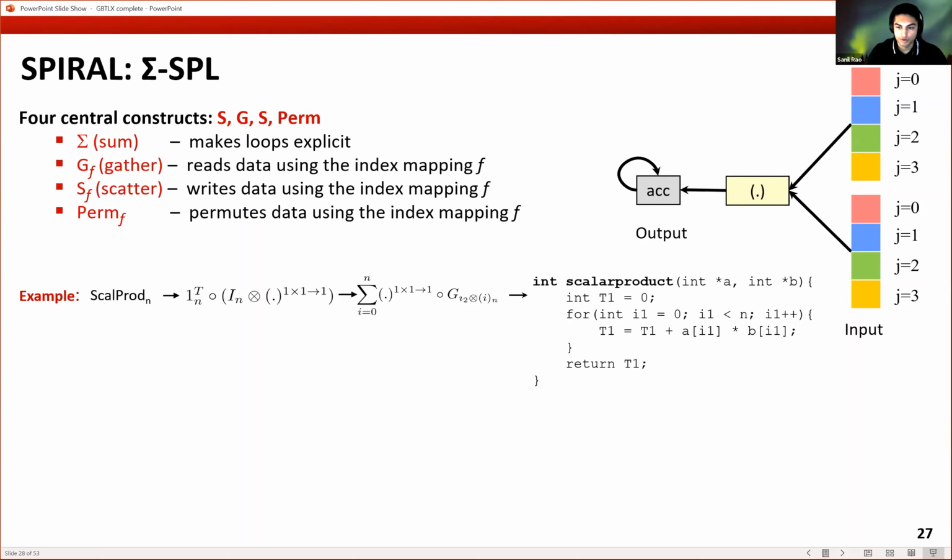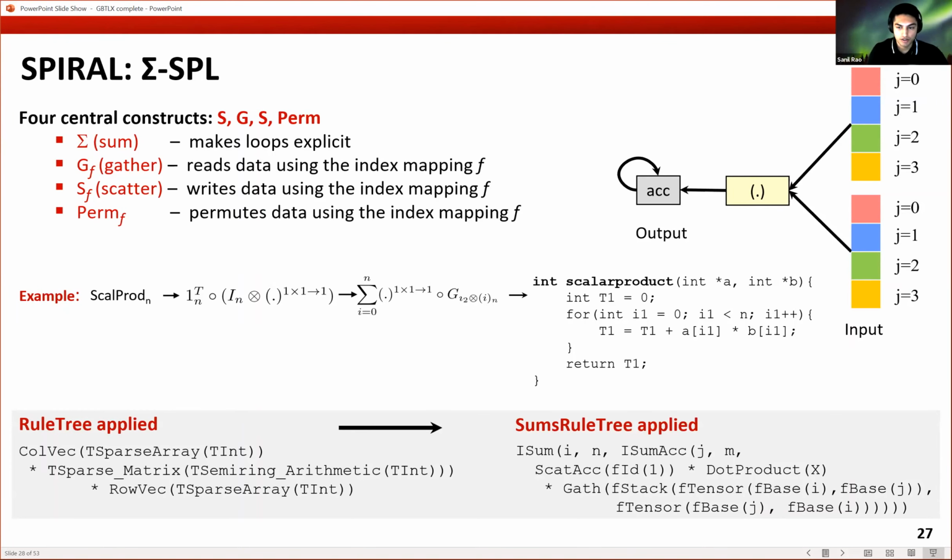So as you can see here, in order to move from the expanded SPL formulation given by our rule tree, we call a different rule tree called the sums rule tree, which does some further expansion to get our sigma SPL expression. So now we have our sums and our gathers and our scatters and things like that.